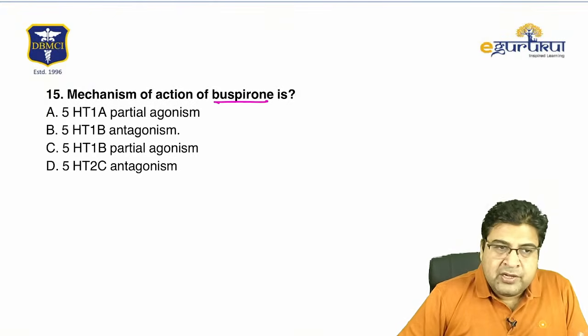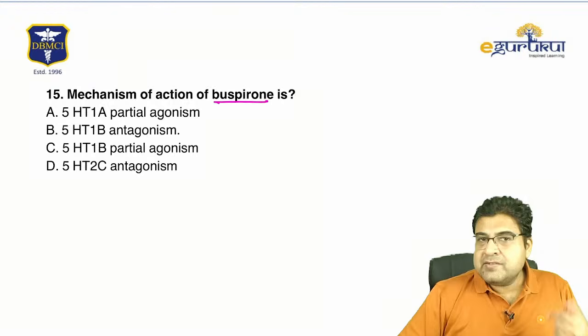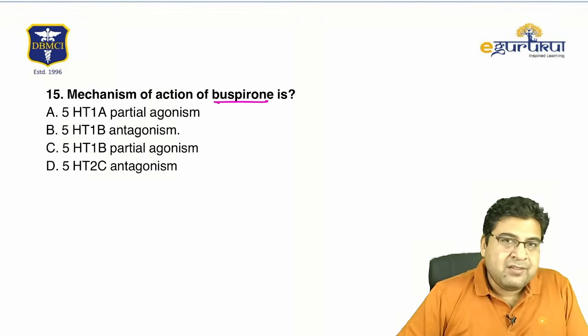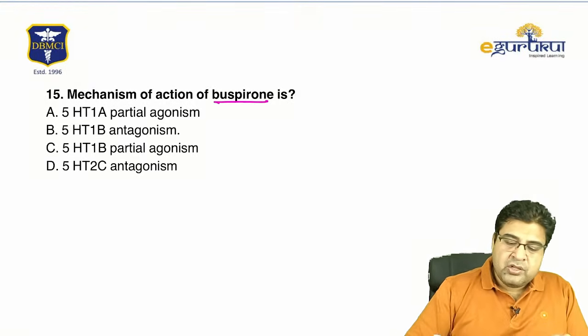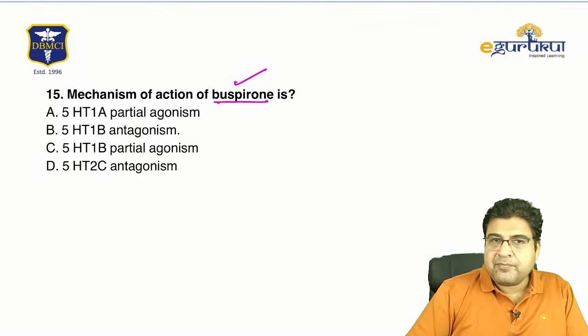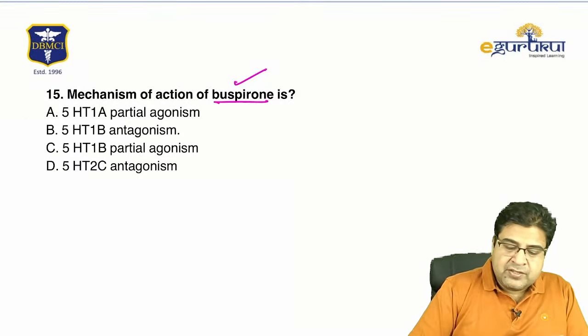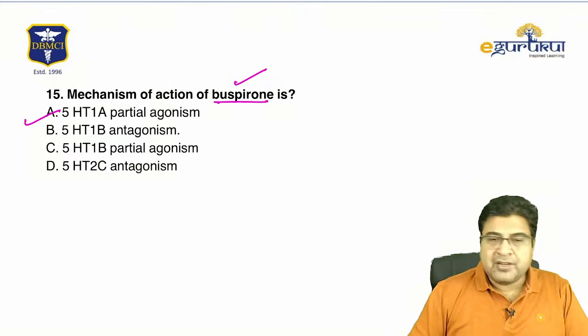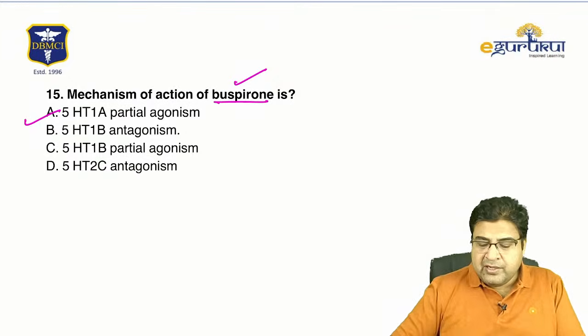Like one of the questions that we did was on lithium toxicity. The second question we did on the clozapine side effect like sialorrhea. The third is buspirone we are doing. So buspirone is a drug which is a 5-HT1A receptor agonist. This is a serotonin 1A receptor agonist.